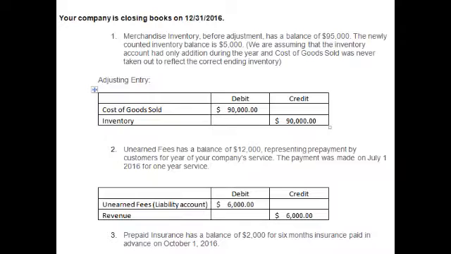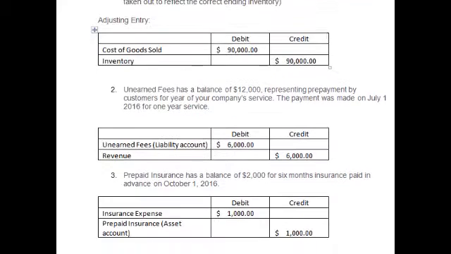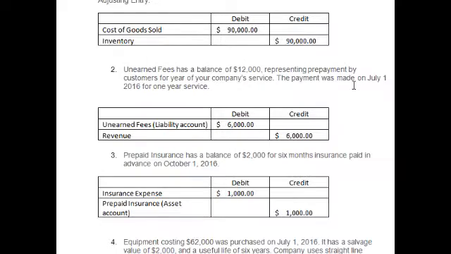Number two is about unearned fees. Some of you may not have seen this account before. Unearned fee is a liability account. It demonstrates an occasion when a customer gives the company cash in advance before we deliver any service or product. So we have received cash before we provide the service or product. Therefore, this cash represents a liability and unearned fees is a liability account.